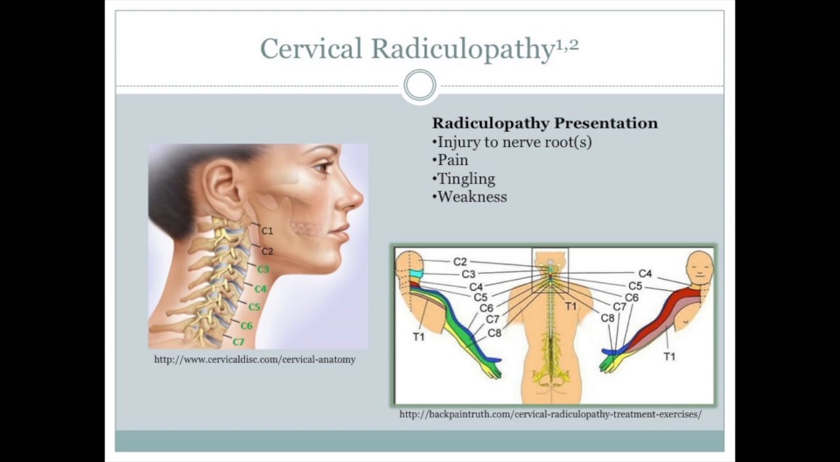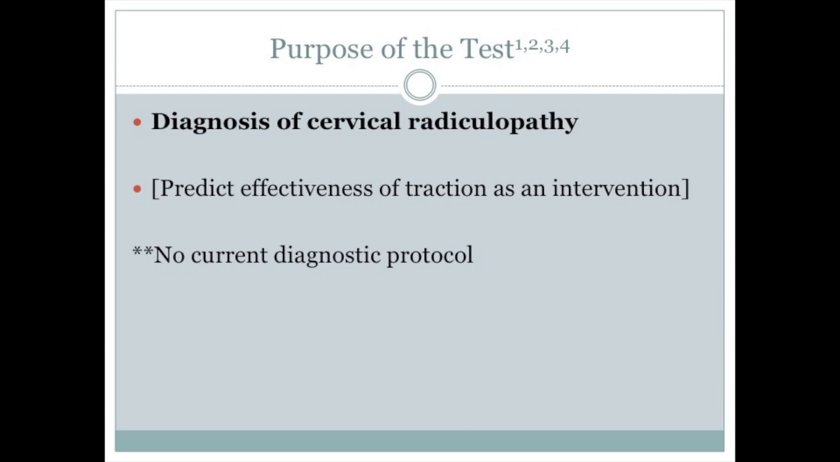It's a nerve root injury, and for the majority of people, will present with unilateral symptoms of pain, weakness, or tingling throughout the dermatomal pattern shown in the image, or a myotomal pattern. The cervical distraction test I will explain is ideally used as a clinical diagnostic tool for this condition.